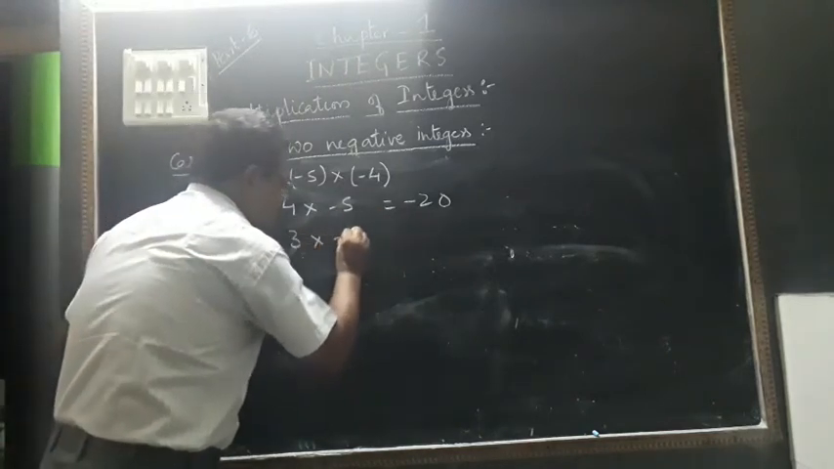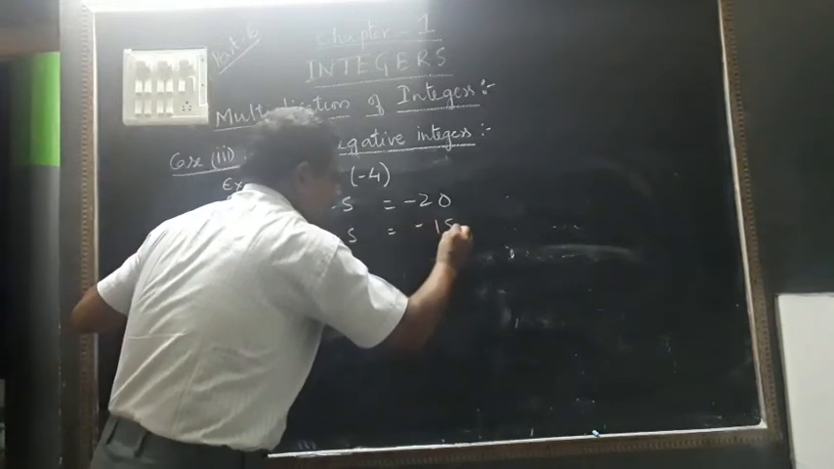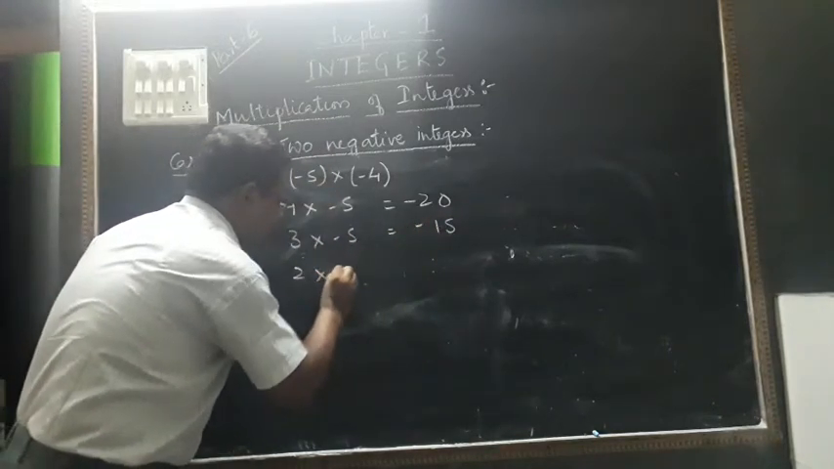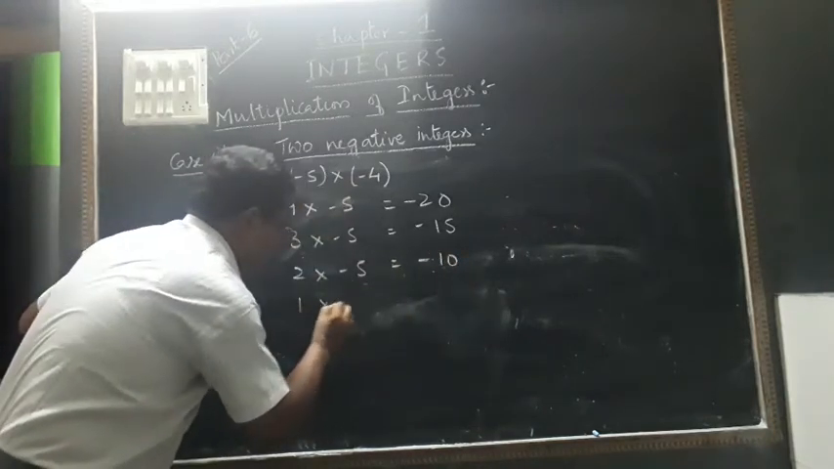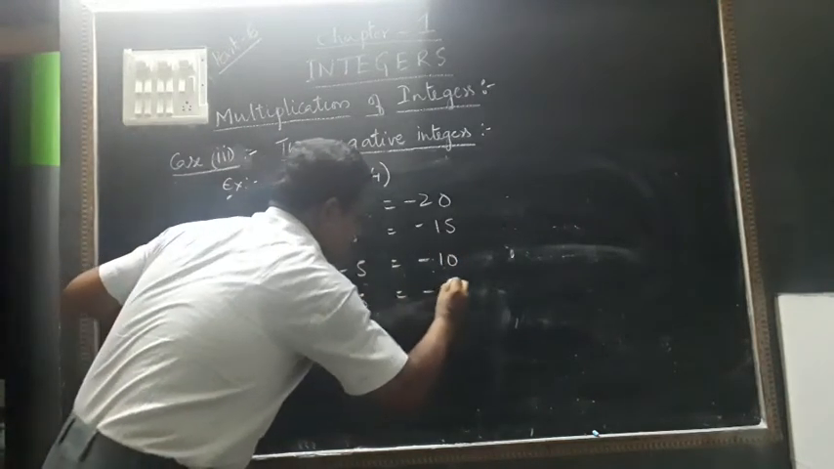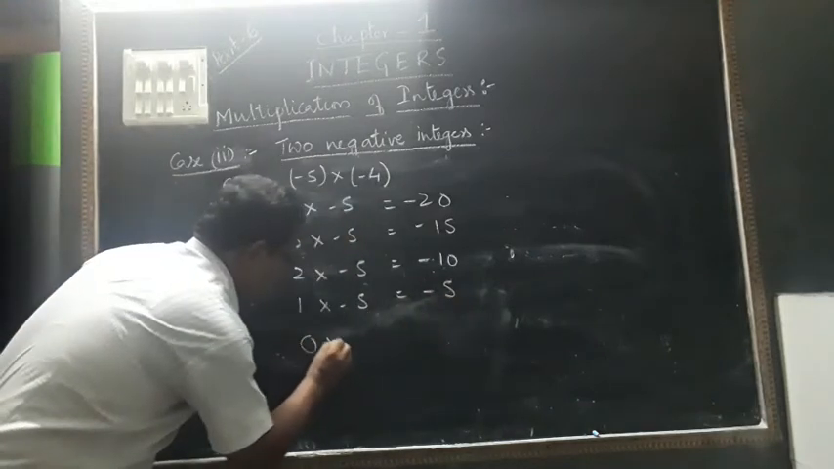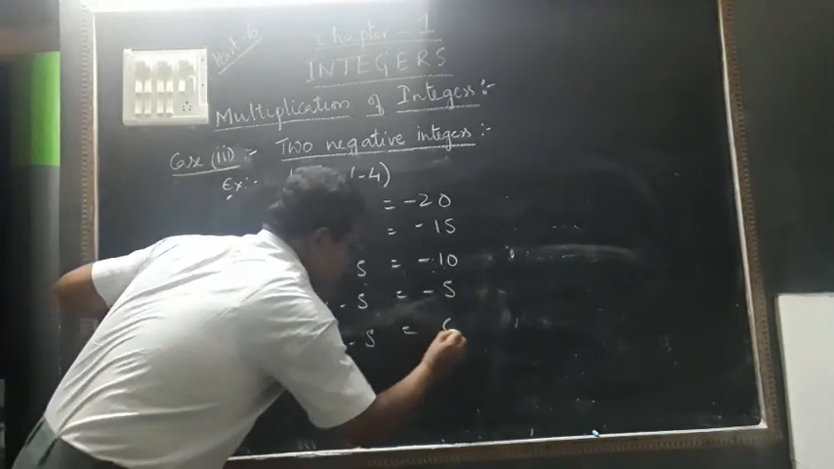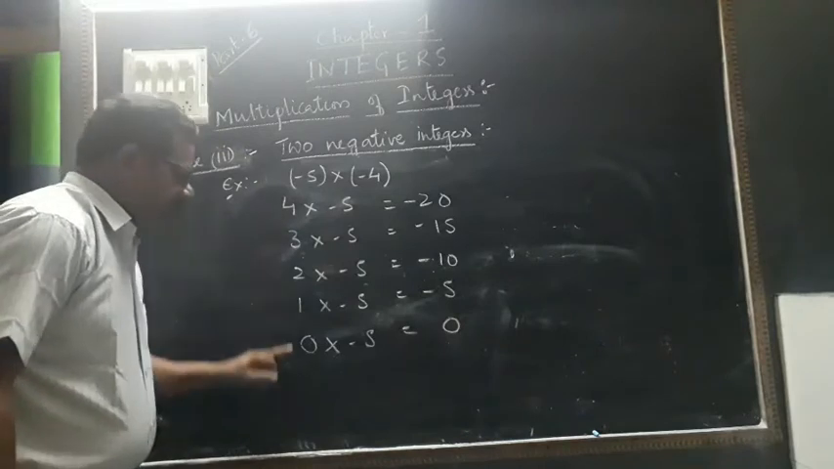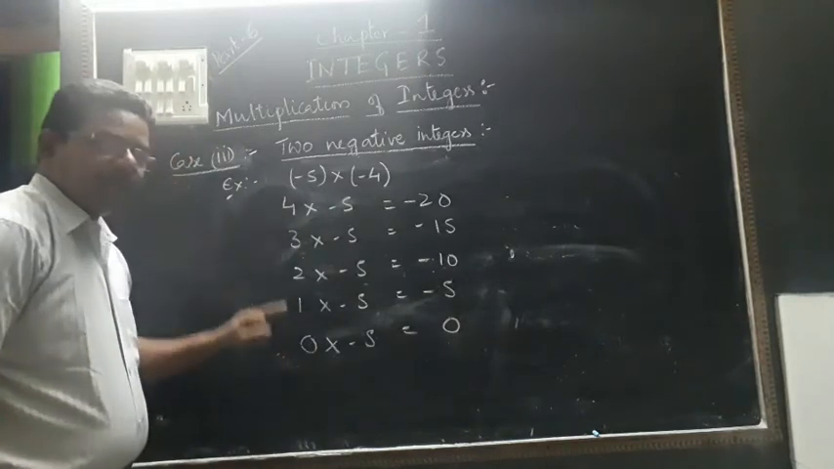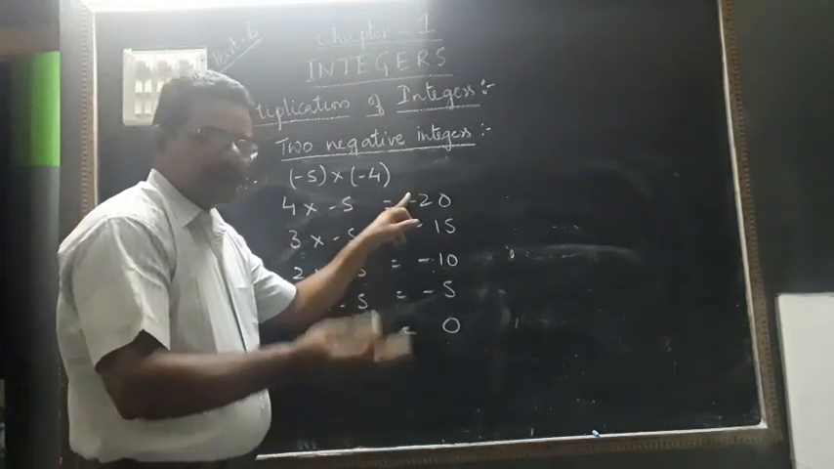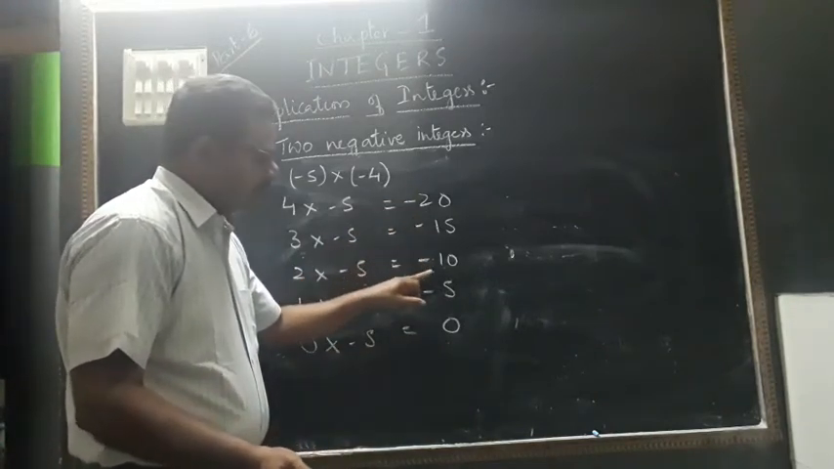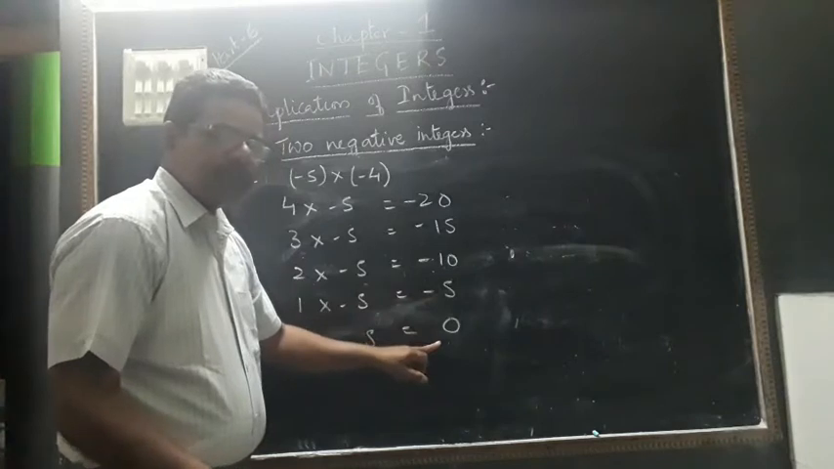Next step. 3 into minus 5 is equal to minus 15. 2 into minus 5 is equal to minus 10. 1 into minus 5 is equal to minus 5. 0 into minus 5 is equal to 0. By observing this pattern, from 4 to 0, we get minus 20, minus 15, minus 10, minus 5, 0.